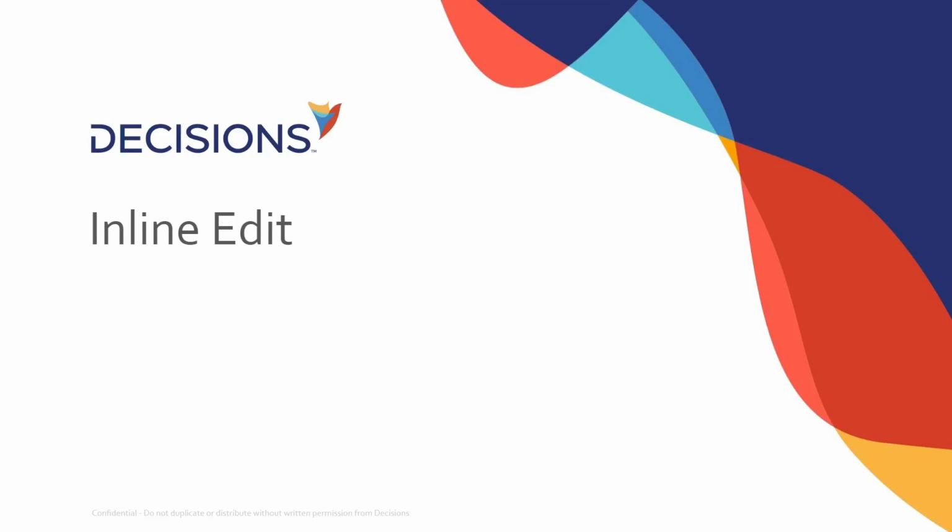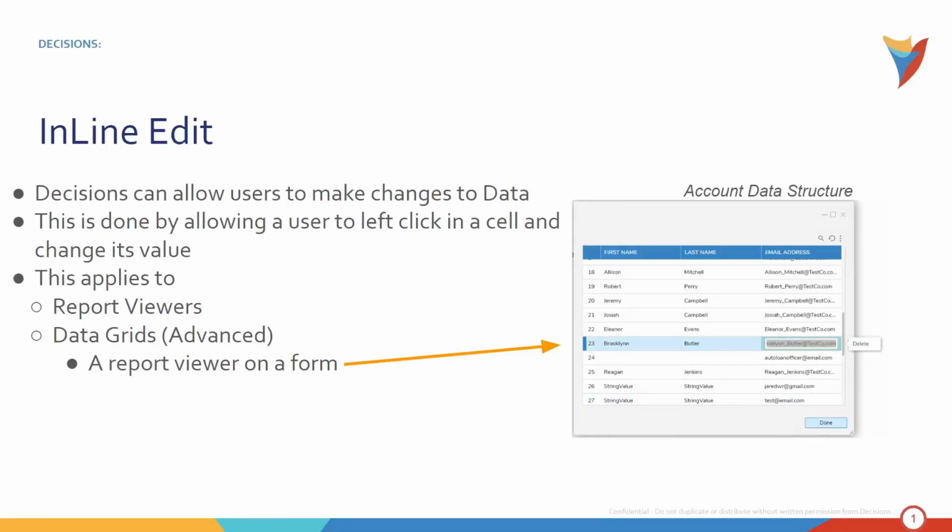Welcome. Today we're going to be talking about inline editing and how you can utilize it in Decisions. Inline editing allows users to make changes to data using a report viewer style portal. This is done by allowing users to left click in a cell and change its value. Today we're going to be talking about how it applies to report viewers and data grids, which are a report viewer on a form, as you can see on the right.